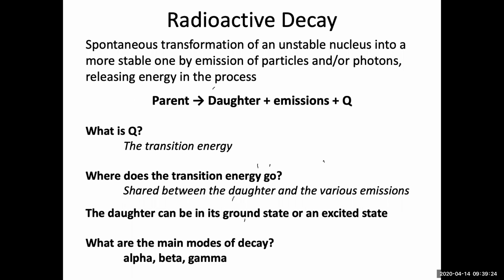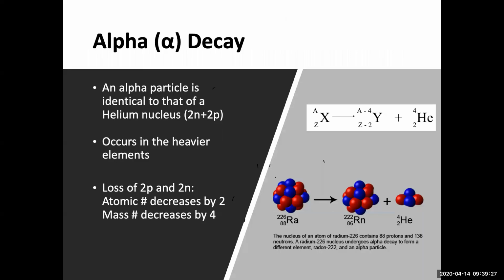The main modes of decay are alpha, beta, and gamma. We start with alpha decay. Alpha decay occurs in heavy elements. An alpha particle consists of 2 neutrons and 2 protons, identical to a helium nucleus. Due to its large energy and highly positive charge, it can be used for therapeutic purposes rather than for medical imaging. So we don't use alpha particles in medical imaging. It's only for therapeutic use, and even there it is very limited because its range in tissue is very short.